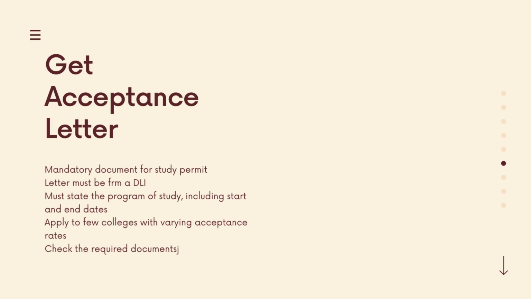And one thing you also need to know is don't just apply to one college. Apply to different colleges that have different acceptance rates, so that if one college doesn't give you admission, you have other colleges that will give you admission. And the final thing you need to know is check the required documents. And yes, I've come to the end of this video. I believe these step-by-step processes can help you get prepared for your Canadian study visa.